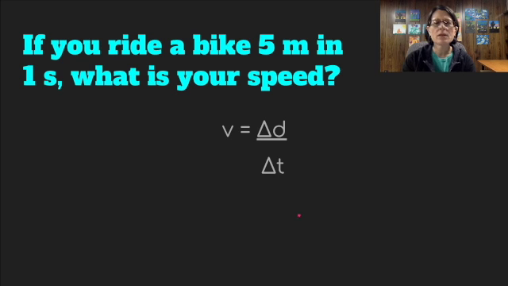Now, a word problem you might see with this is if you ride a bike 5 meters in 1 second, what is your speed? So the first thing we always start with is our equation. V equals delta D over delta T. Always write that down. As I go through these slides, you're going to see the word problem at the top each time. You don't have to rewrite that. Just write the part in gray in your notes. I'm just keeping the word problem up there so that we can see the numbers and insert them into our equations.